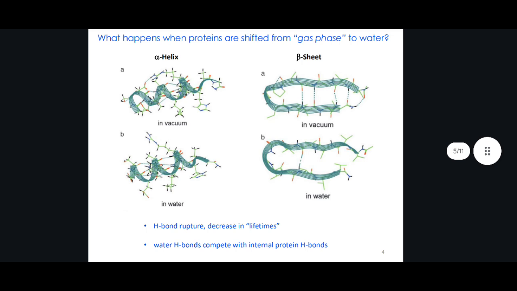So what happens when proteins are shifted from the gas phase to water? Okay, so alpha helix in vacuum or gas phase, we are going to say it similarly. The moment you put it in water, the hydrogen bonds get a little bit less aligned. Okay, the internal hydrogen bonds. Same for alpha helix, same for beta sheets. You can recognize these hydrogen bonds which are now a little bit misaligned.